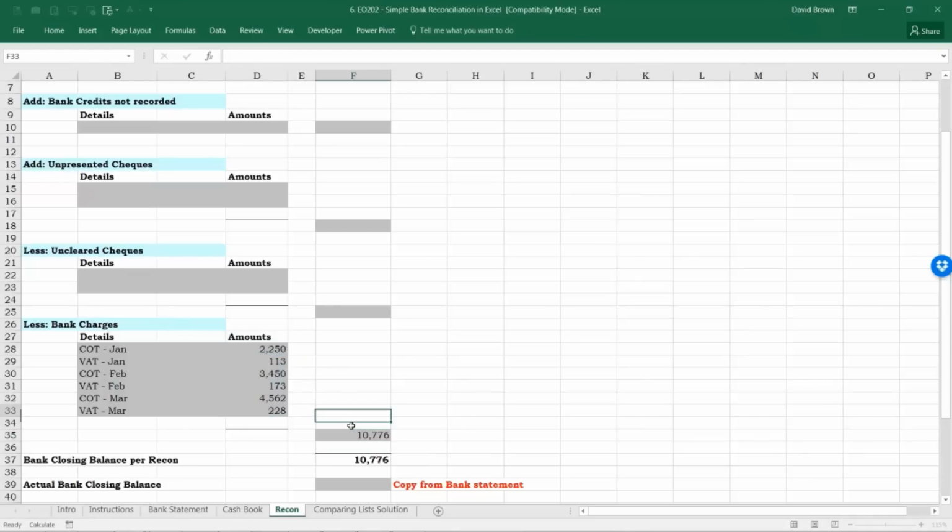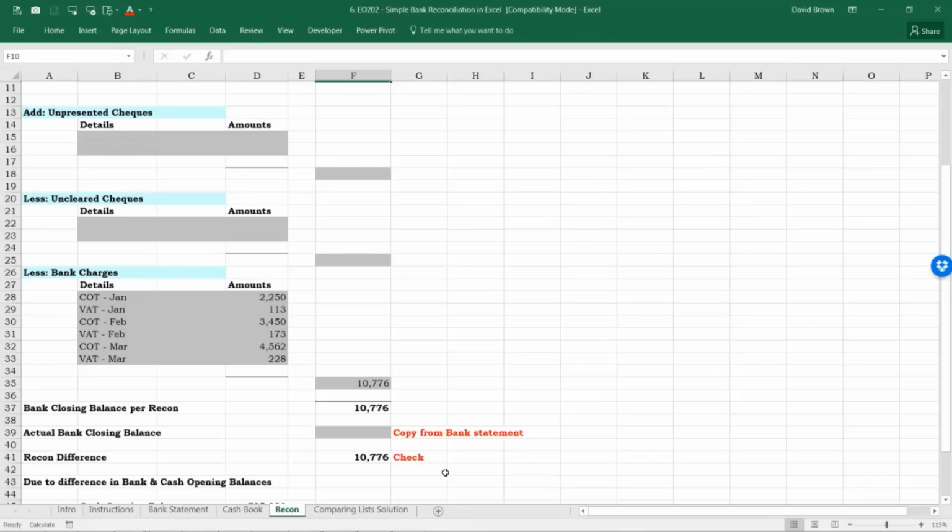All right, so there we have it. We can now follow the same process, and by the end of the day, you'd have a reconciled value. And that's how you do a reconciliation.